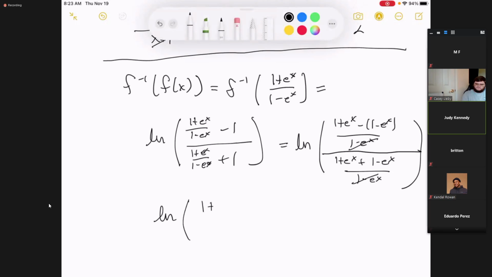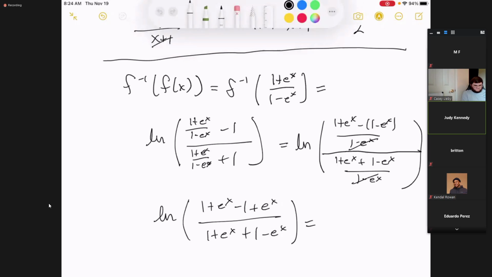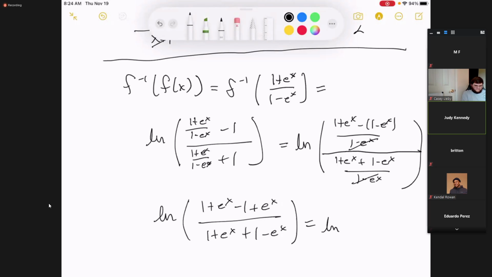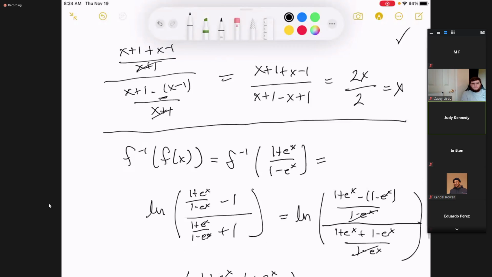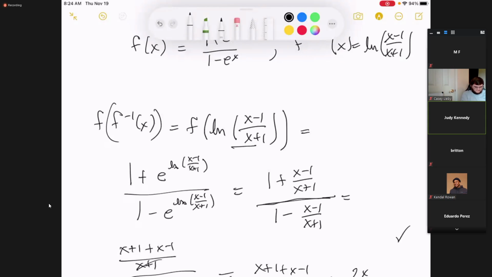I'm left with minus 1 plus e to the x all over 1 plus e to the x plus 1 minus e to the x. Well, in the top, I've got 1 minus 1, which is 0, and e to the x plus e to the x, which is 2 e to the x. In the denominator, I've got e to the x and minus e to the x, that cancels out, but 1 plus 1 is 2. So that's equal to ln of e to the x. And because the natural log and the exponential function are inverses, that's x. So that works too. So you can always check if one function is the inverse of another. Any questions?